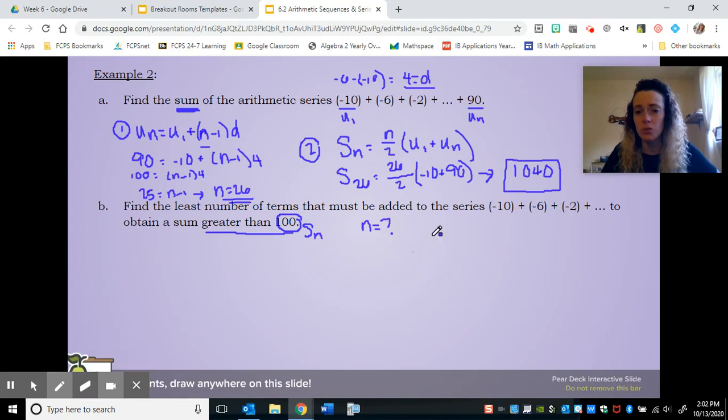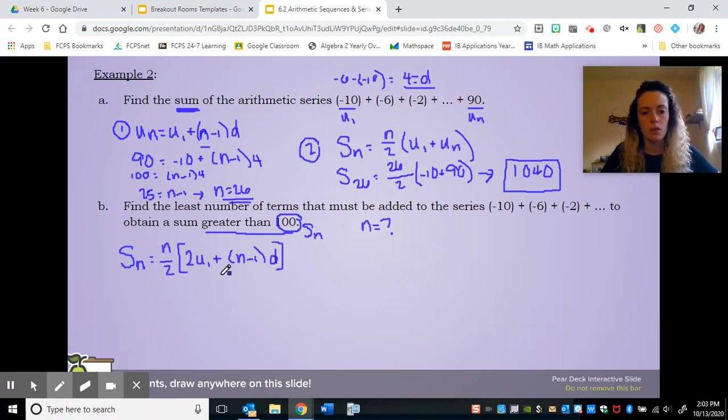What I also don't know is the last term of the sequence. I know the sum of all of those terms, but I don't know the last term like we did in part A. So because of that, I'm not going to use this formula because I don't have all the information. The question they're asking me for is what's n, and to use it in this formula, I would need this value as well. So I'm going to use the other formula.